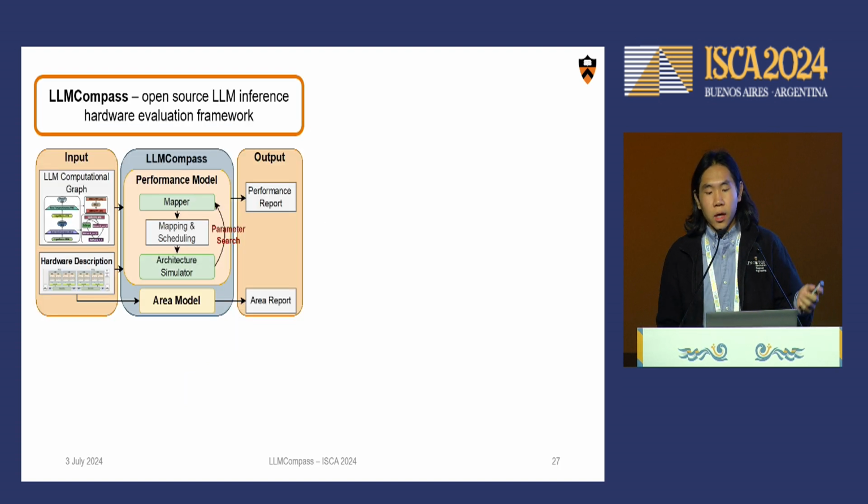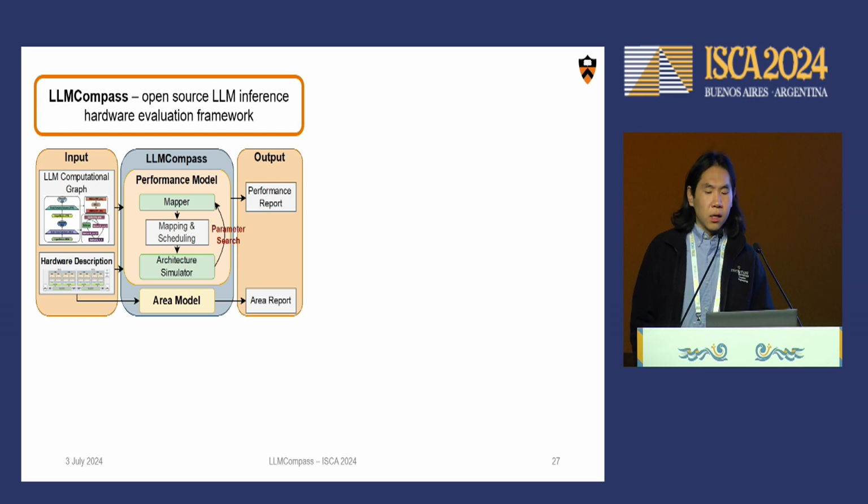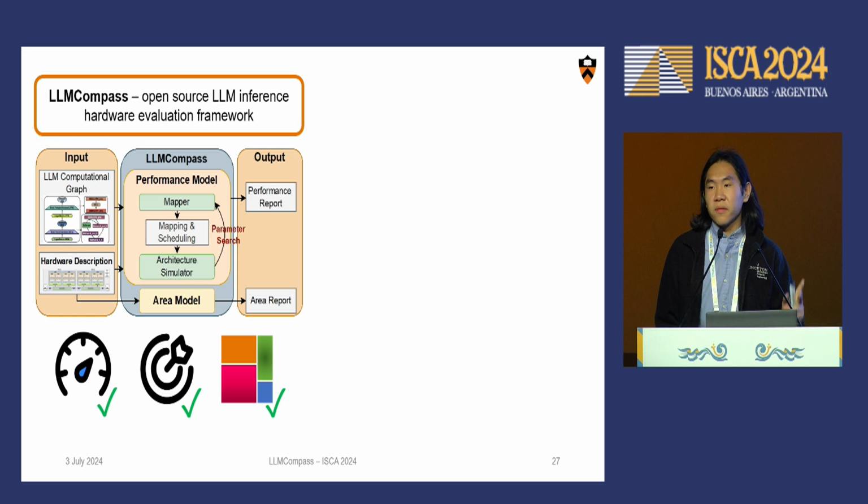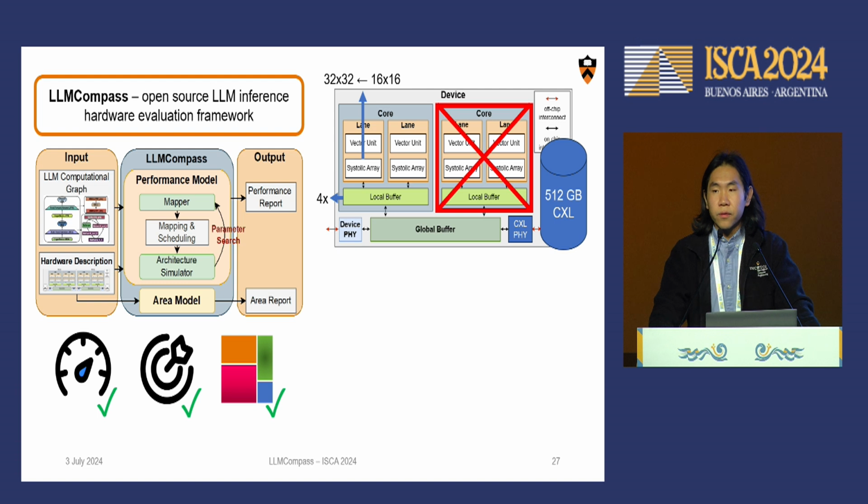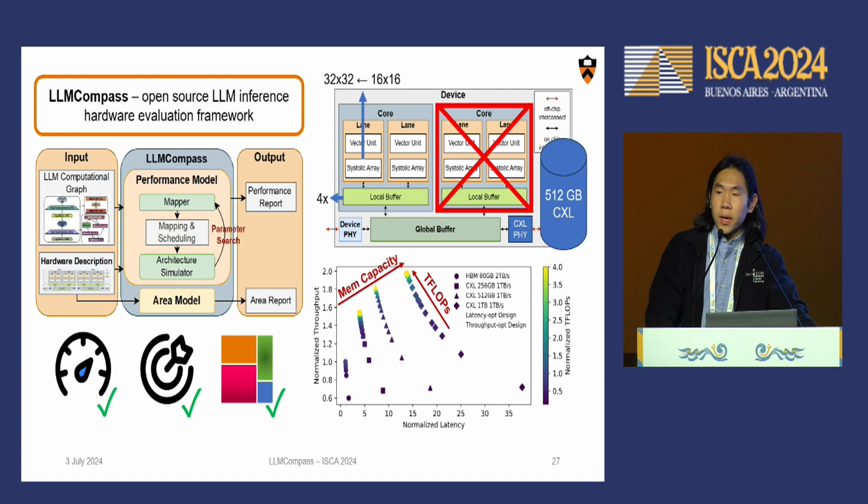In conclusion, LLMCompass is an open-source LLM inference hardware evaluation framework. From 2 key insights, we were able to develop a fast, accurate, and architecturally expressive framework, designed for the future of LLM inference hardware design. Please check out our full paper for more details about our framework, as well as additional case studies, and please check out our GitHub repo to get started on using LLMCompass for your research. Thank you so much, everyone, and I'd be happy to take any questions.